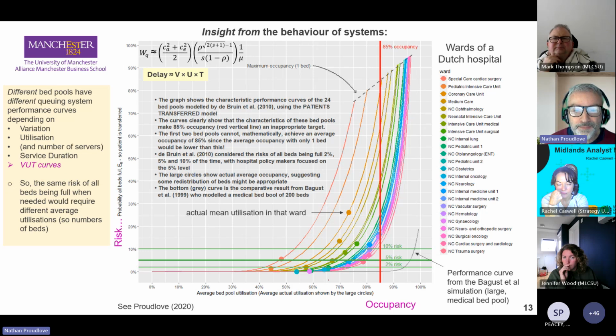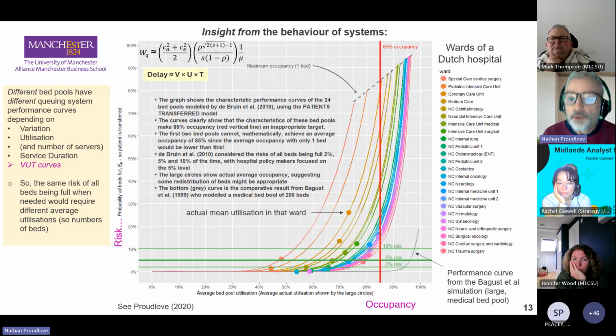For example, this is from the paper, applying that same relationship, that VUT formula, to a bunch of data from bed pools in a Dutch hospital, then you can draw the characteristic queuing performance curve for each of those separate bed pools. Of course, they all look different. They've all got their own performance curve because they've got their own admission rates and length of stays and numbers of beds, and in particular, their own variation around the length of stay and around the arrival rates.